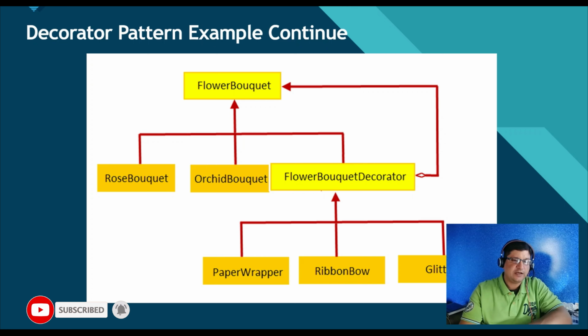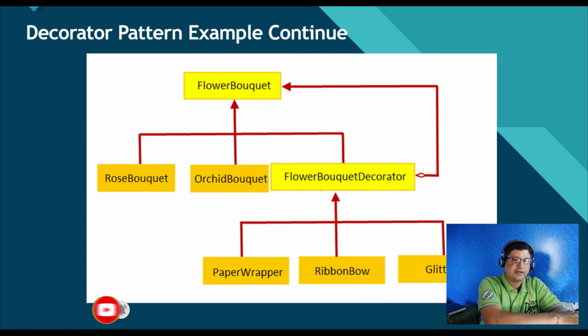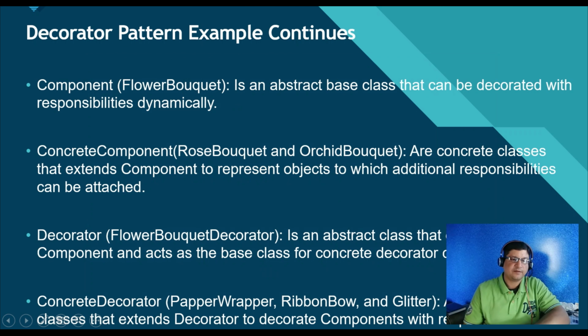Now let's see how the classes look in a decorator pattern. Component flower bouquet is an abstract class that can be decorated with responsibilities dynamically. Then we have a concrete component like rose bouquet or orchid bouquet, which are the concrete classes that extend the component to represent objects to which additional responsibility can be attached.